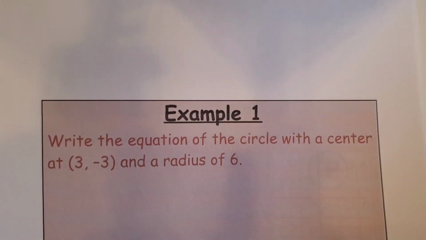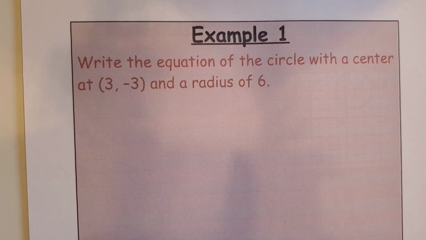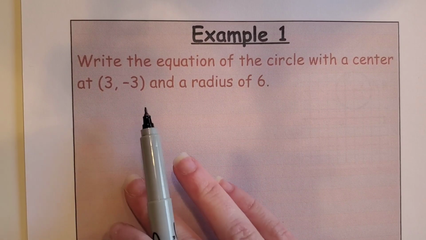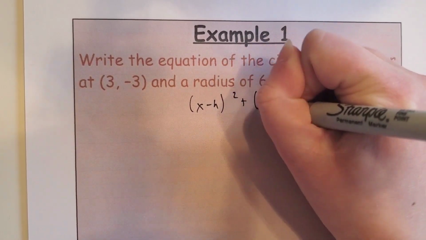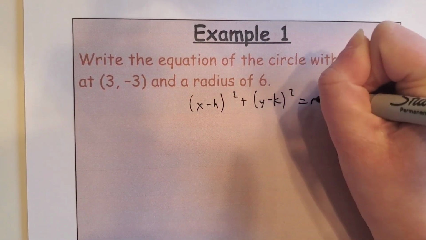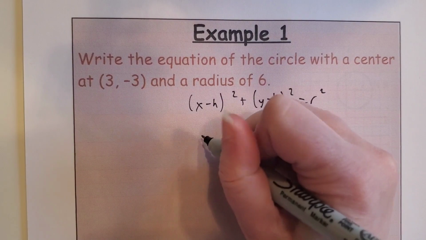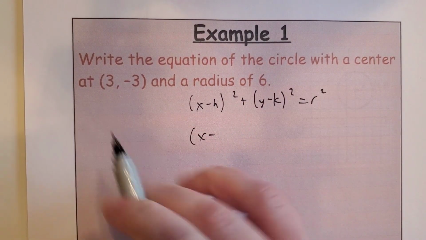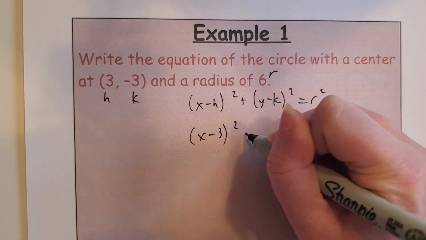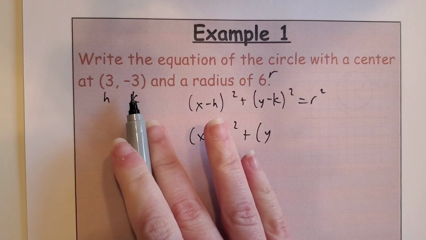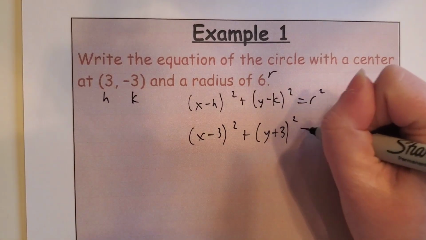Example 1 is the easiest type of question that you're going to see. Write the equation of a circle with that center and that radius. If we're using standard form, all you would have to do is plug all of the information in. x minus h, which is the x value of your center. So this is h, this is k, and this is r. So (x minus 3) squared plus (y minus negative 3), so we can do plus 3 because minus negative is plus, squared is equal to 6 squared.